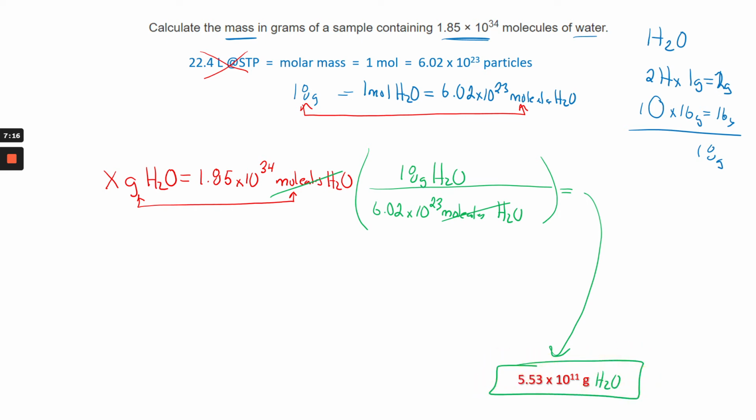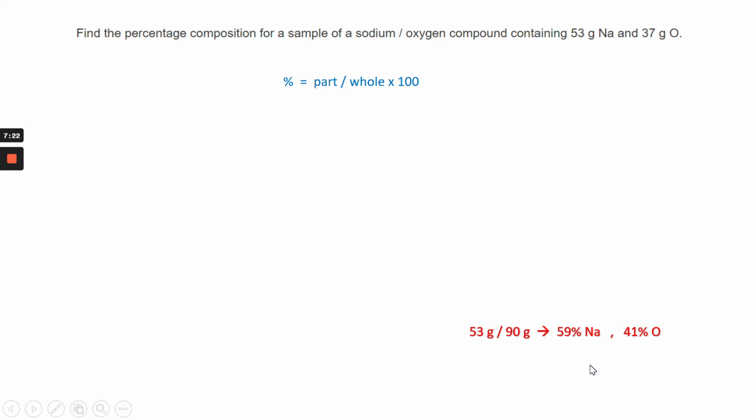All right, we're halfway done. We got about 7 minutes on the clock done. We're doing very good on time. Next, let's find the percent composition of this particular compound.